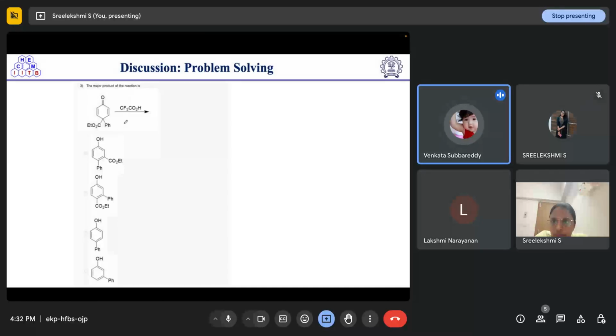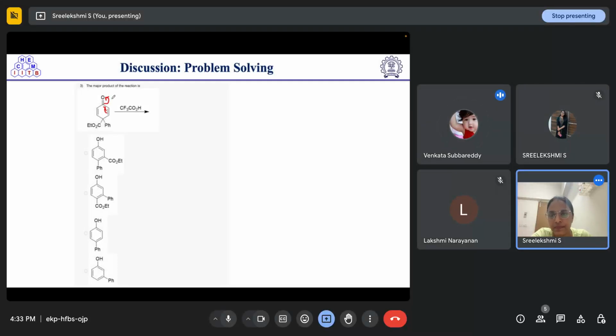First, trifluoroacetic acid will form protonation on the keto group. After this, the double bond will migrate to here, and that OH carbocation will be stabilized. Then the phenyl group will migrate there, so here one carbocation is forming. So then there are two possibilities, right? Phenyl group can migrate or ester group can migrate.